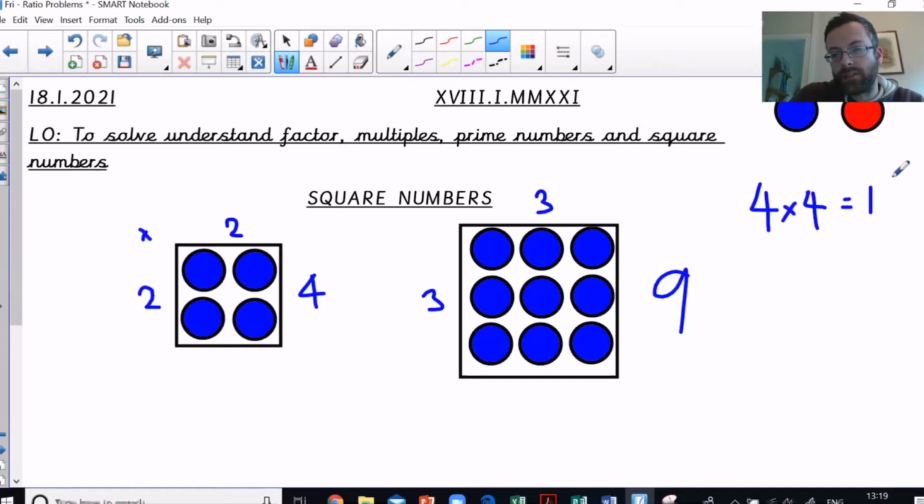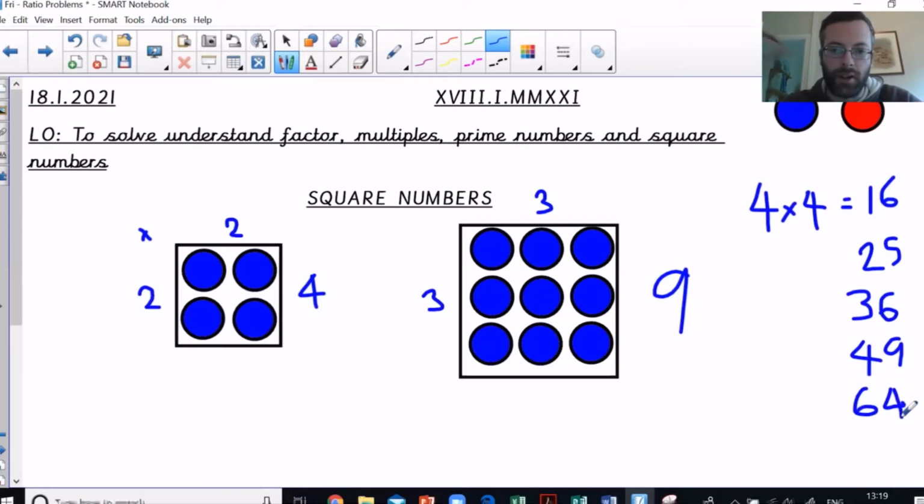Then it would be 5 times 5, which would be 25. Then it would be 6 times 6, which is 36. Then it would be 7 times 7, which is 49. 8 times 8, 64. And obviously that just continues going and going. But a square number is a number that you get from multiplying a number by itself.